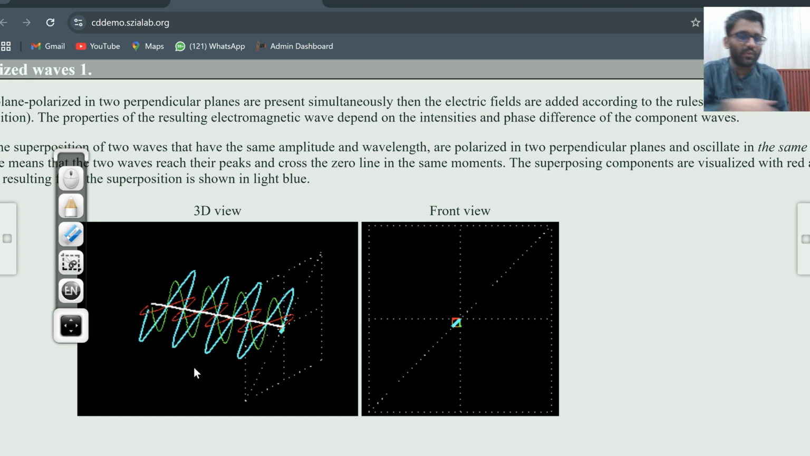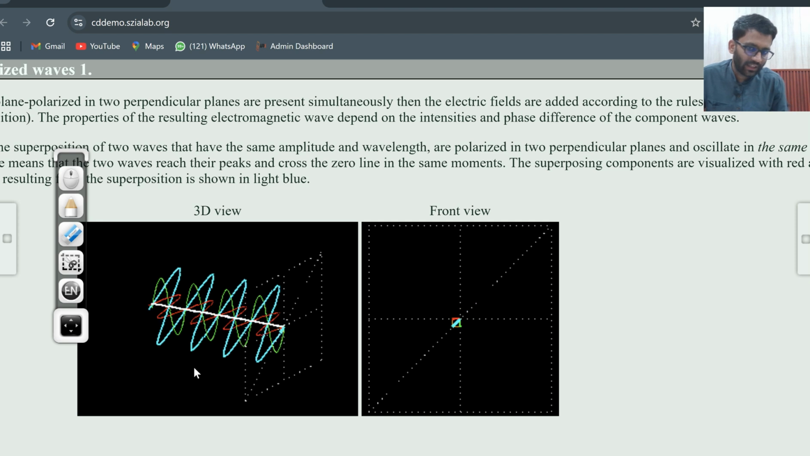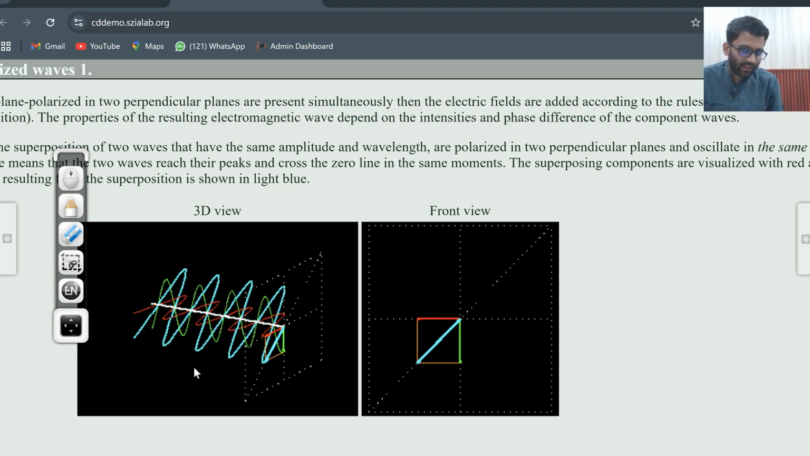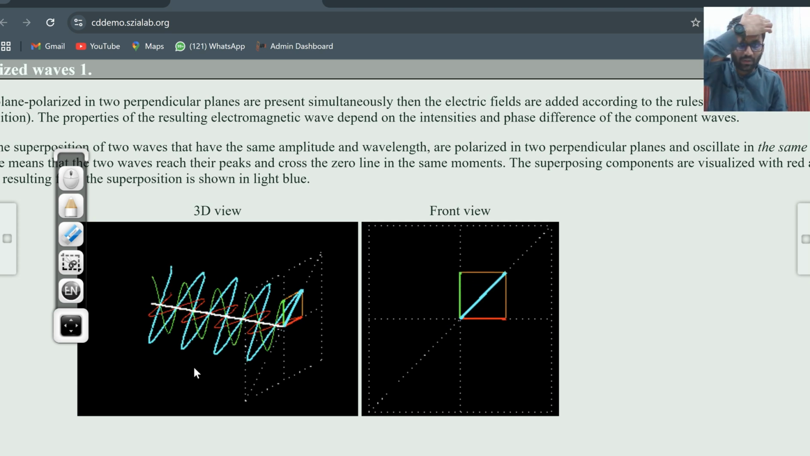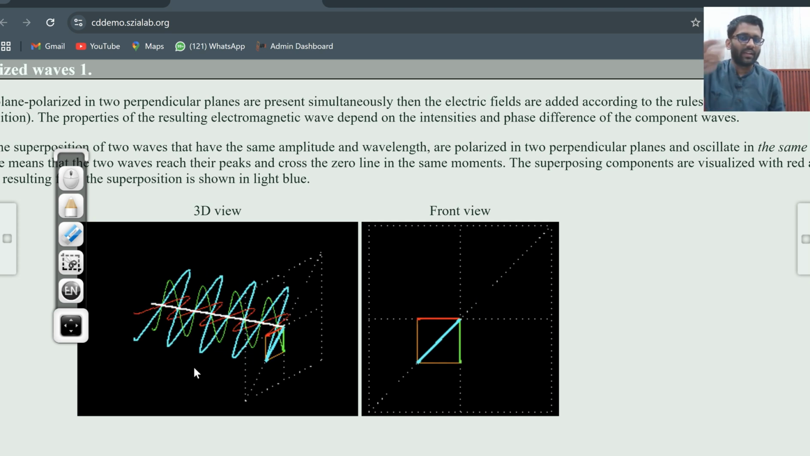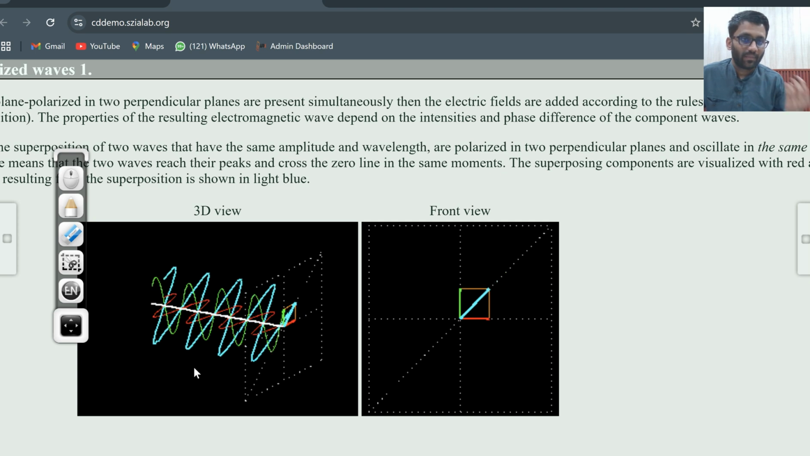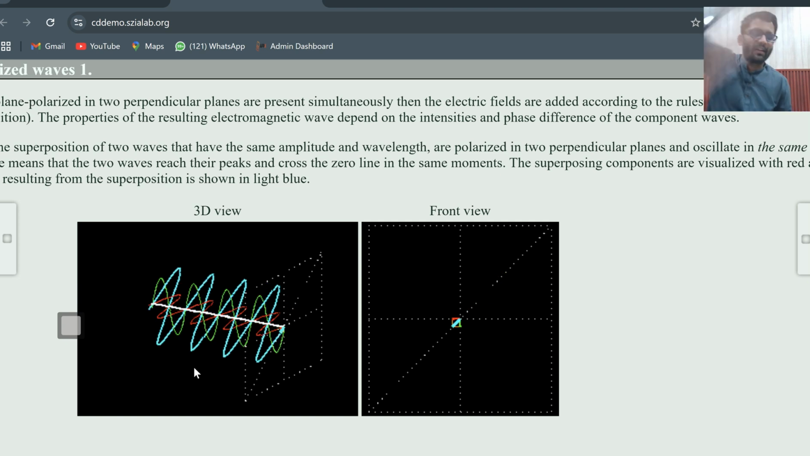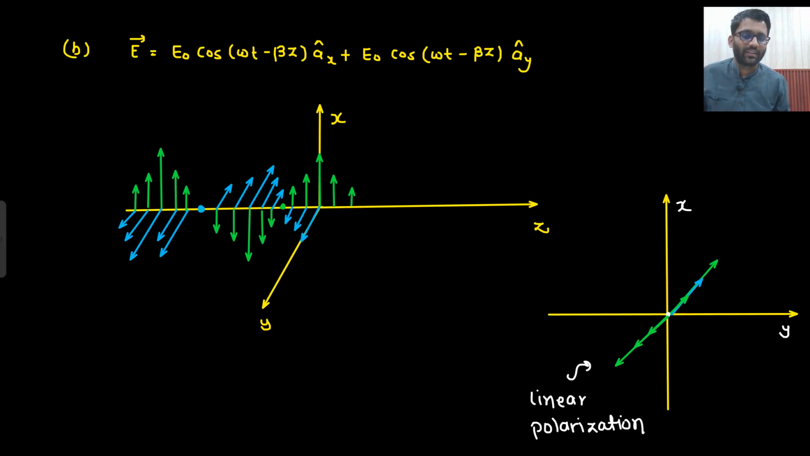So you can see how the equivalent is going. You can see the equivalent vector. Do not look at this red and green, just look at the equivalent vector. So this is how your equivalent vector is going. It feels like it is a linear line only. This is how the line is going. So that is known as linear polarization.